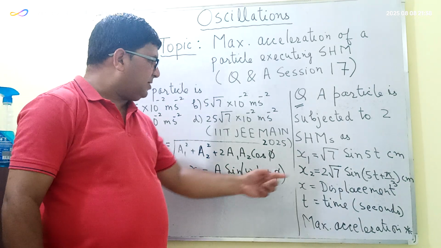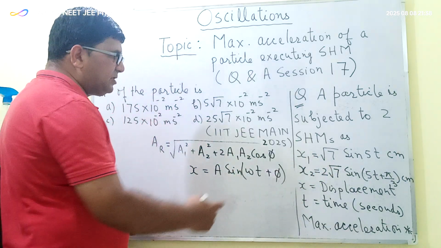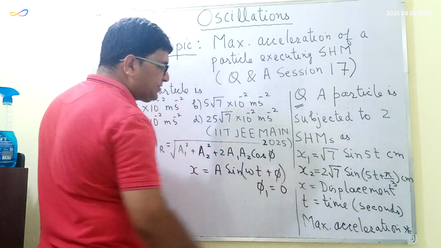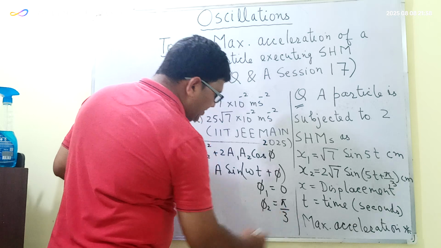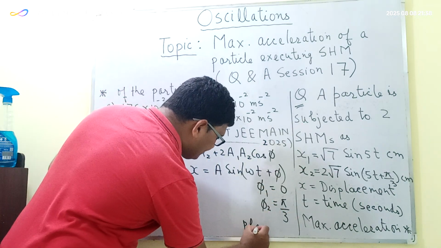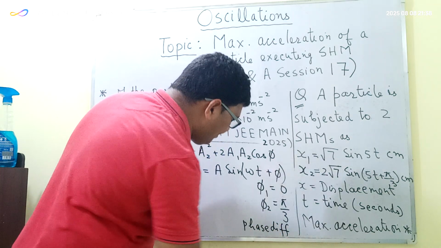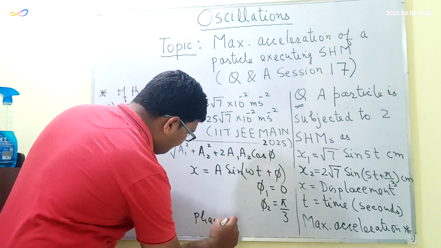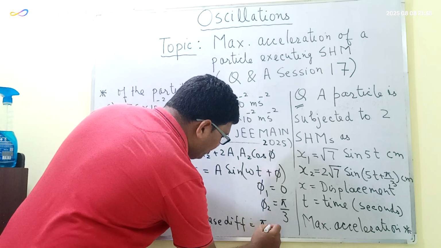So from this equation we can say that the initial phase of the first simple harmonic motion, let us say phi 1, is equal to 0, and for the second wave the initial phase, say phi 2, is equal to pi by 3. So the phase difference will be equal to phi 2 minus phi 1. So the phase difference will be equal to pi by 3 minus 0, which is equal to pi by 3.